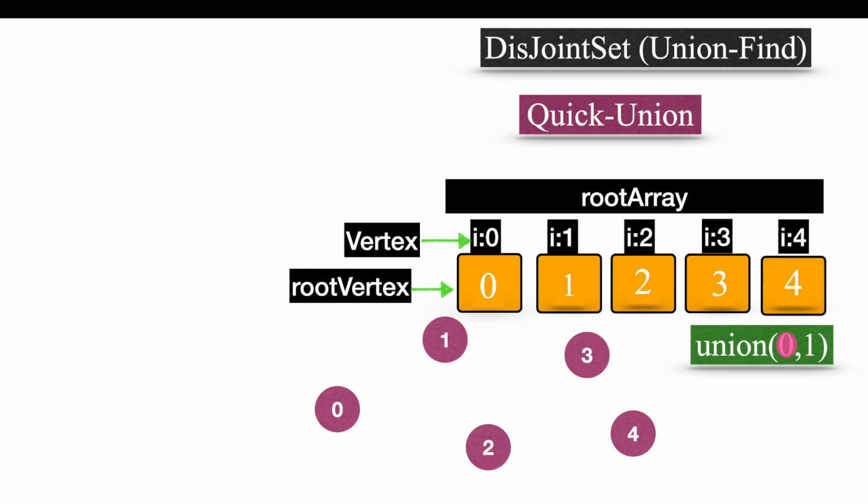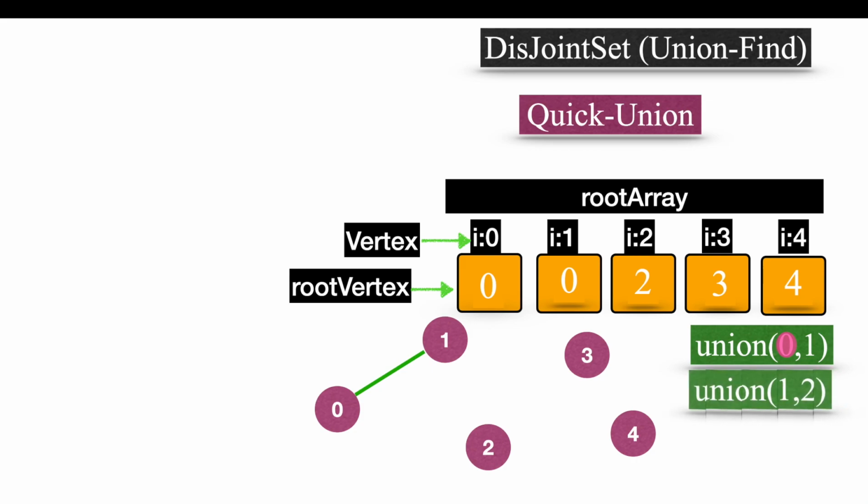How do you know that the given vertex is a root? When the index and its value are equal, we call it a root vertex. Here index 0 has value 0, so 0 is the root. So we replace the value of index 1 with 0, so that index 1 value becomes 0. We establish a connection between 0 and 1.